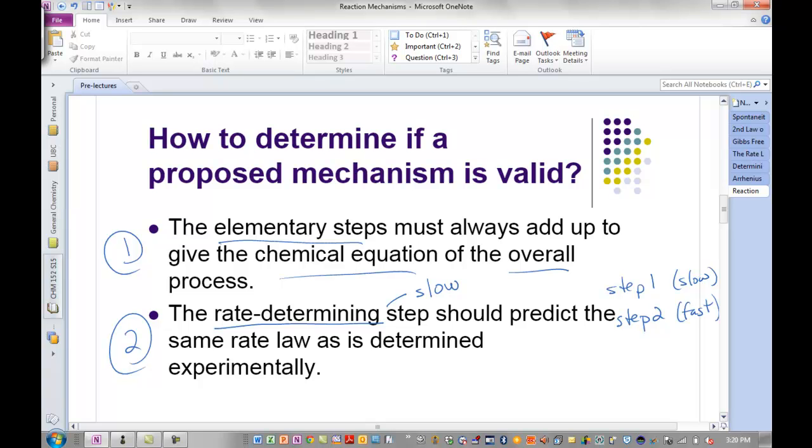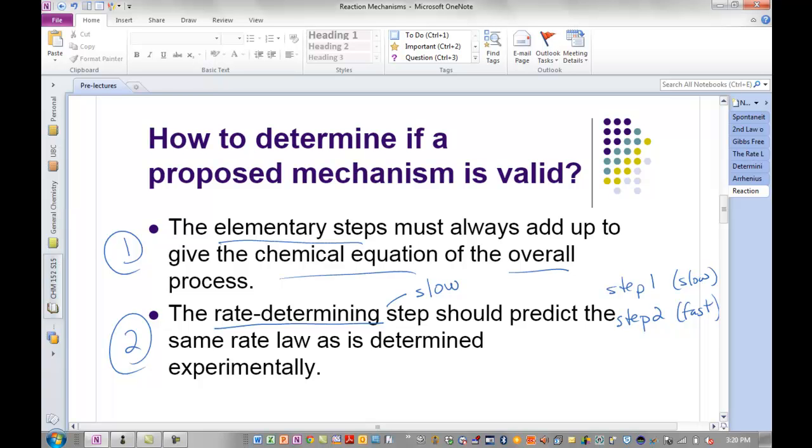All right? And so your reaction can only be as fast as the slowest step. Okay? So that is our rate determining step. Our slow step is where our rate law is going to come from. Okay? So once we know the experimental rate law, we know what things affect the rate. That's going to be involved in the slow part of our reaction.